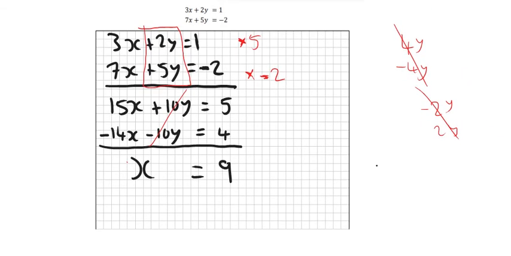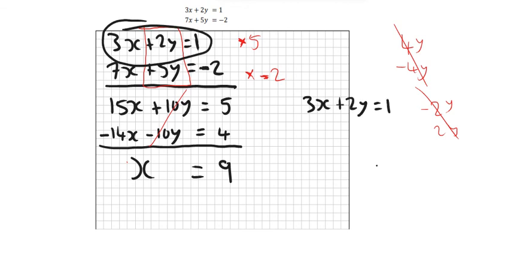Now I found out that x is 9 here, and then the last step always with simultaneous equations is to find out the other one. So I found out what x is, now I need to find out what y is. So I'm going to take the top equation here. You can take the top or the bottom, but I'm going to take the top one. So I'm going to put in a 9 now instead of the x. So I'm substituting back in really. So 3 times 9 plus 2y equals 1. 3 times 9 is 27 plus 2y equals 1.